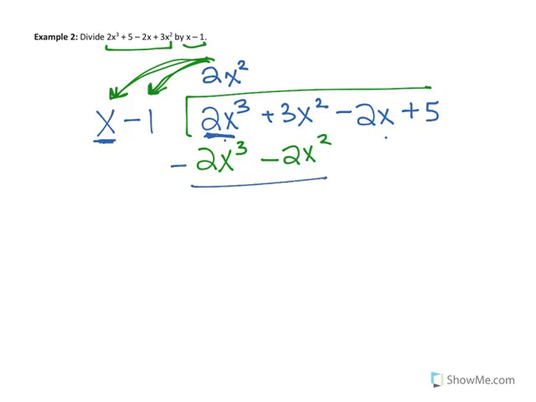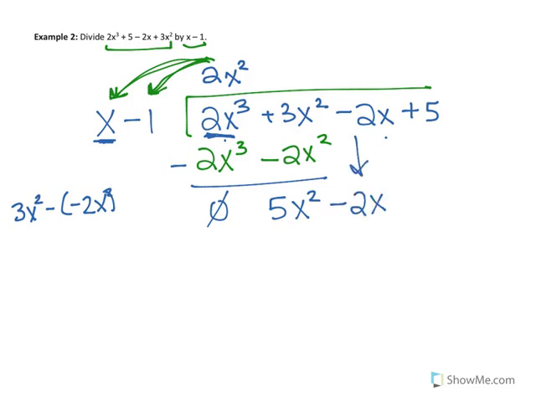Then we're going to subtract them. So we have 2x cubed minus 2x cubed, it makes 0. That's what you're supposed to get. Now we have 3x squared subtract negative 2x squared. So I'm just going to write that. 3x squared subtract negative 2x squared makes 5x squared. Then you're going to bring down the next term. So we have 5x squared subtract 2x.